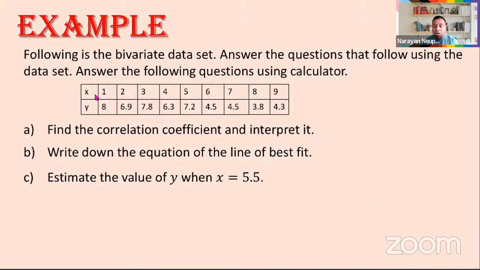These three questions. So what I want you to do is quickly grab your calculator and under list 1, plug in those X values, and under list 2, plug in those Y values.